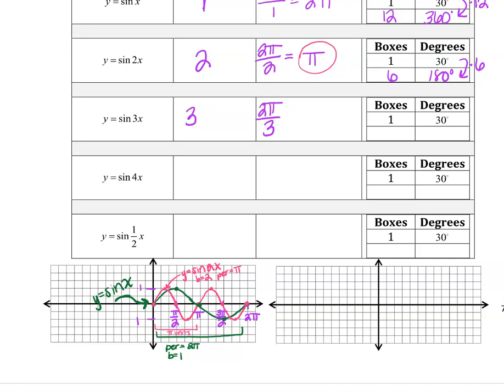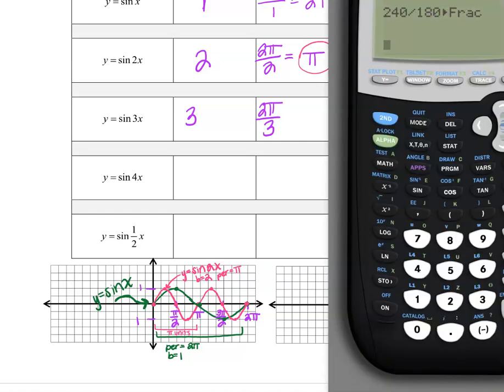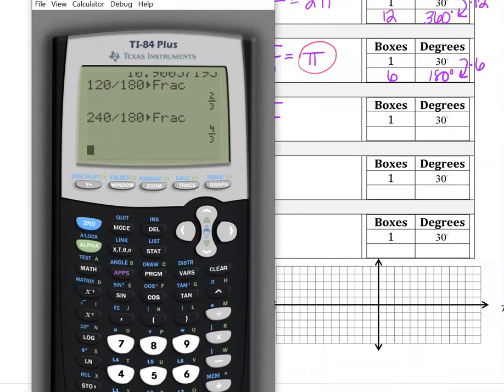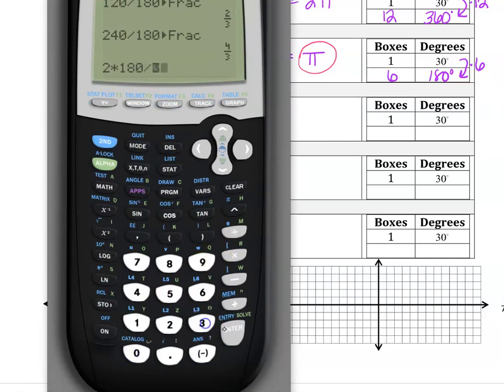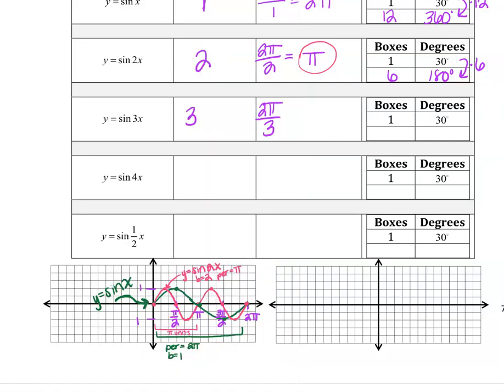I'm going to grab my calculator real quick. Okay, there he is. And I'm going to convert this. So this would be 2 times 180 divided by 3. And that's 120 degrees. So that's how long it would take you to see one full cycle of this y equals sine of 3x. Now, if one box is 30 degrees, that means I would need 4 total boxes to see one period of this.